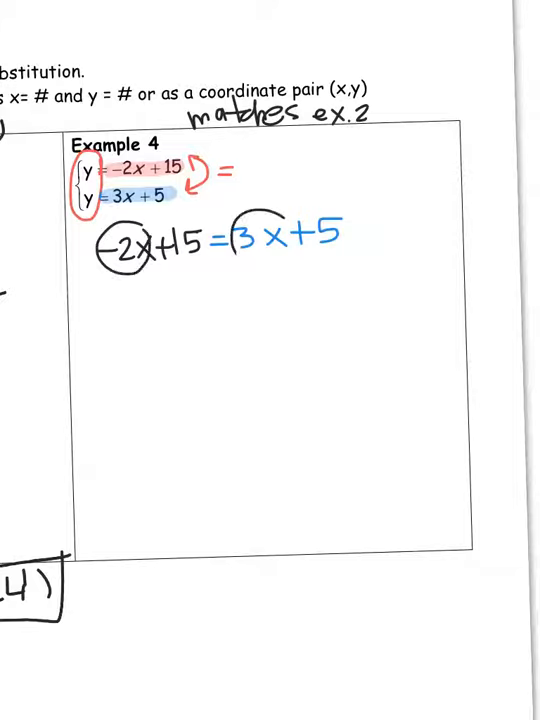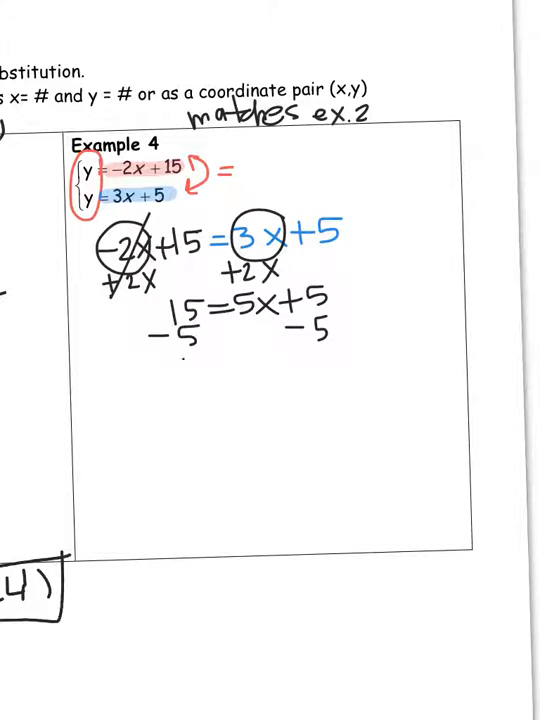I have x's on both sides. I'm going to get rid of my minus 2x by adding 2x. Cancel. Add 2x. I get 15 equals 5x plus 5. Subtract 5 from both sides, and I get 10 equals 5x. Divide by 5, and we get that x equals 2.